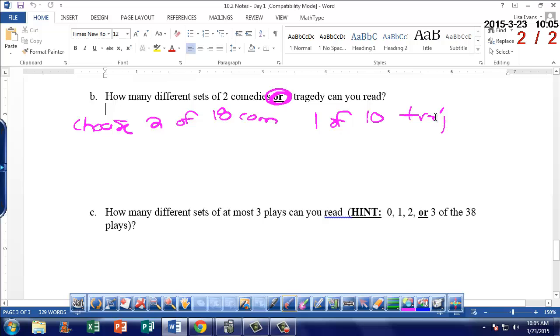Again, you must walk in here with an equation. Okay, now this one gets a little bit messier, and this is what I gave you a hint for. How many different sets of at most 3 plays can you read? That means you can read 0, you can read 1, you can read 2, or you can read 3. I'll give you a hint. I can choose to read 0 of my 38, or I can choose to read 1 of my 38, or keep on going. I did this one and this one for you.